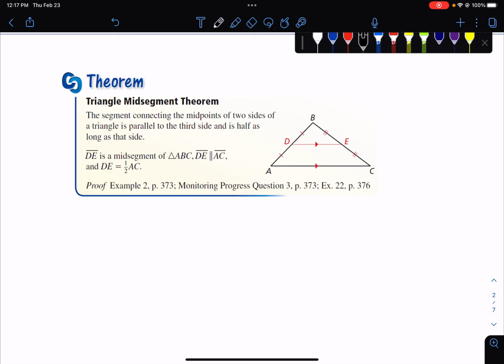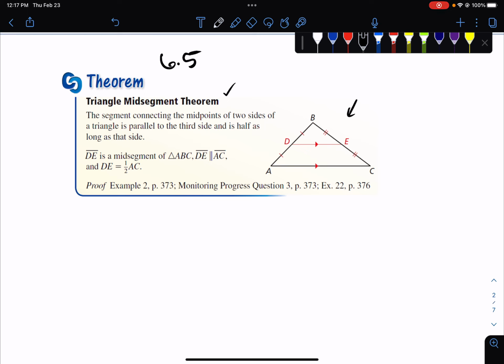All right, quick video today. This is for section 6.5, and what we're talking about is the triangle mid-segment theorem. A couple of things that you are going to absolutely want in your notes is this diagram, and a couple of things that you know about that diagram.